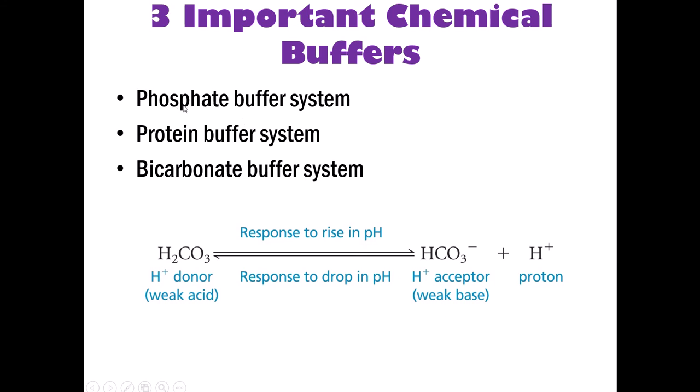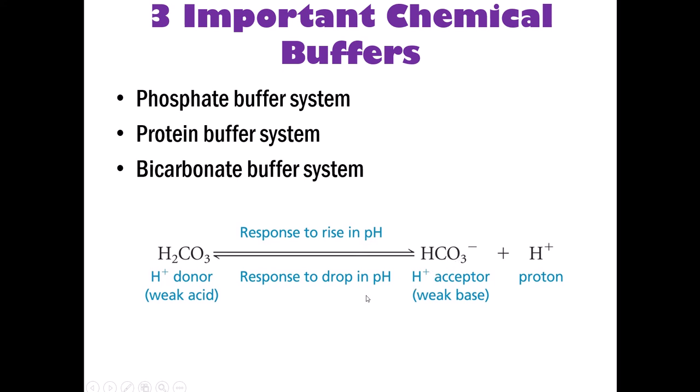One of them uses phosphates. One of them actually uses the proteins that we find in our body, in our body's cells and in the blood plasma, and so on and so forth. But the most important of the chemical buffer systems is the bicarbonate buffer system. So carbonic acid is a weak acid. Bicarbonate ions are weak bases.